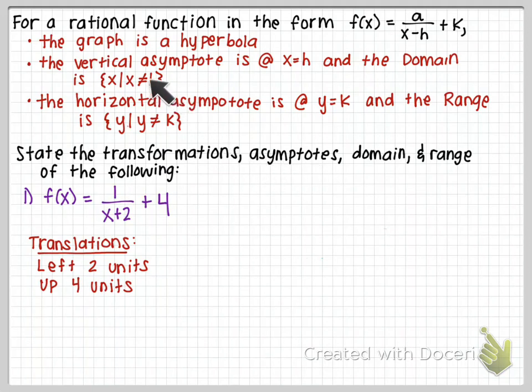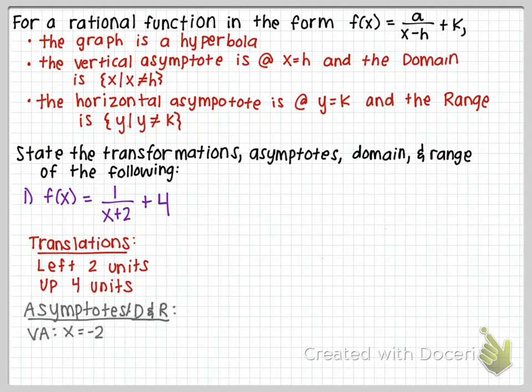So let's look back up here. It says the vertical asymptote is at x equals h. Where's h? h is down here, right? Notice it's the opposite. So it's at x equals h. Since it's x plus 2, remember we're going left 2 units. So we're going to say that the vertical asymptote is at x equals -2 because we're going left.